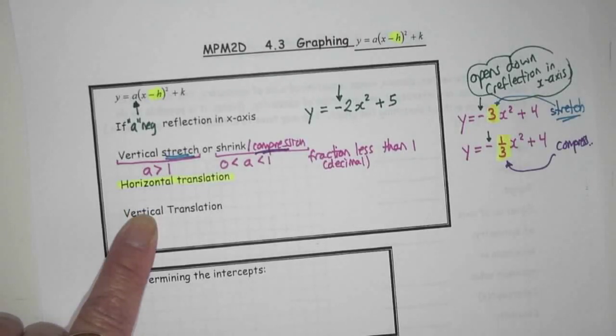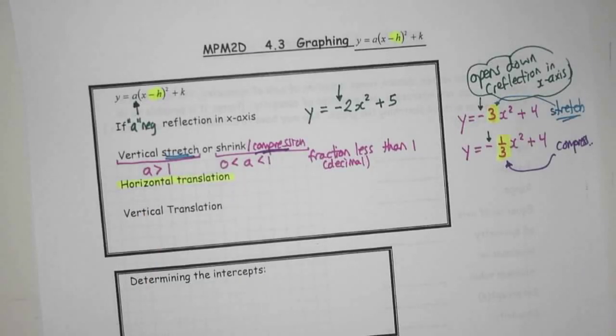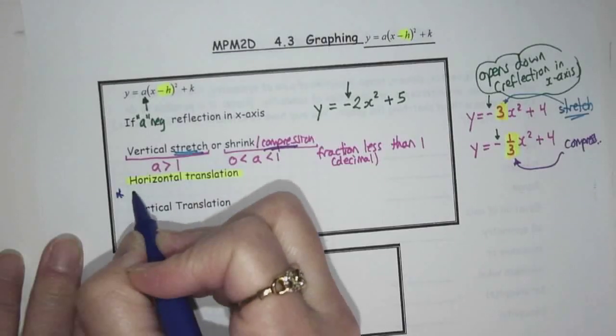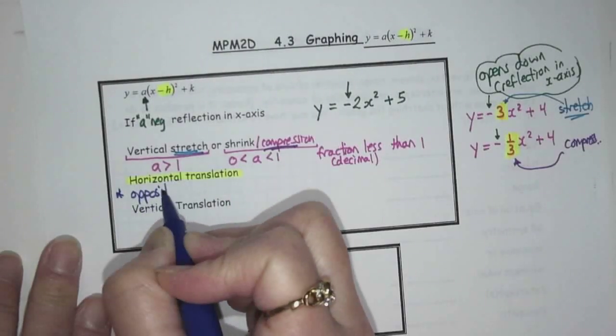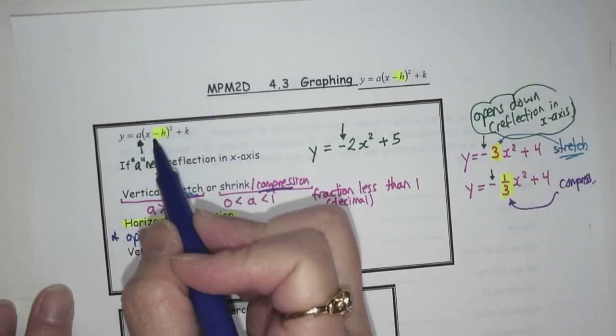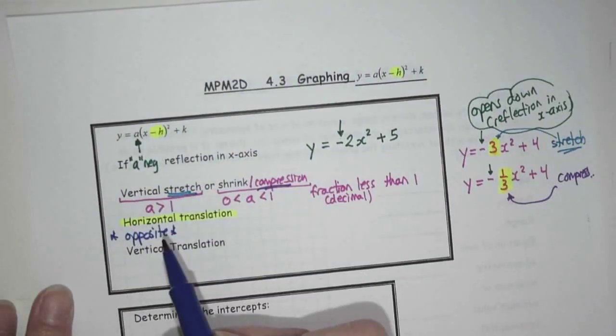And it's always backwards, so I'm just going to note that down. It's always going to be backwards, so the opposite. So I'm going to put a little star and say it's opposite. That's what that negative means. That means opposite of whatever that is.